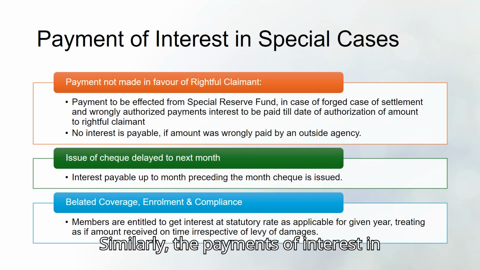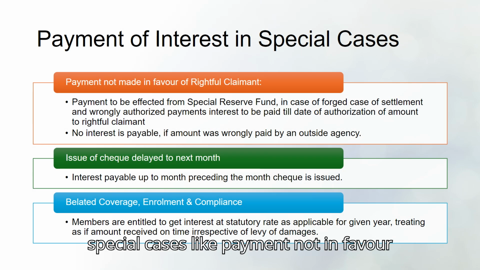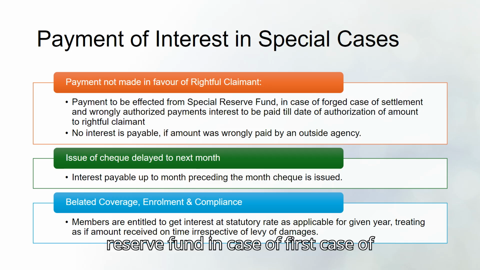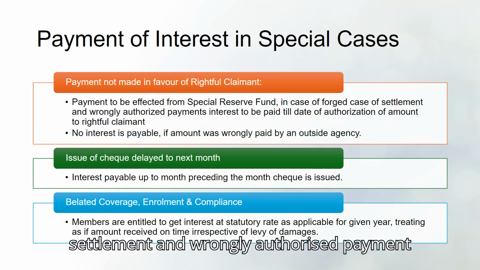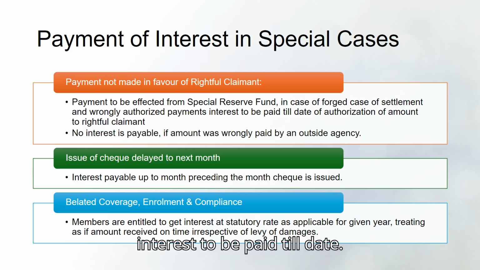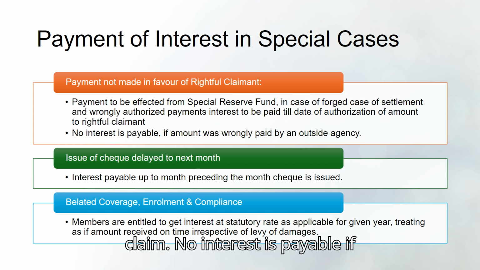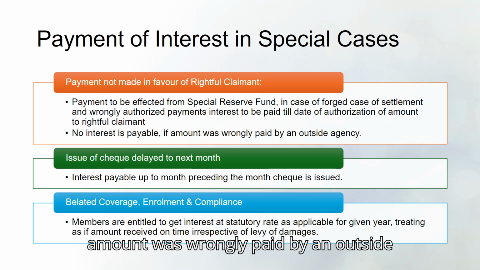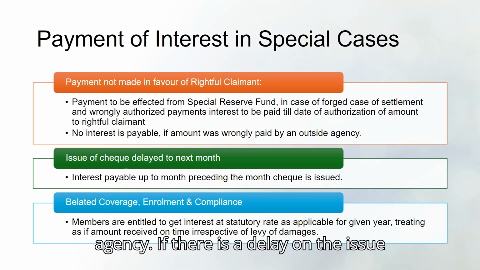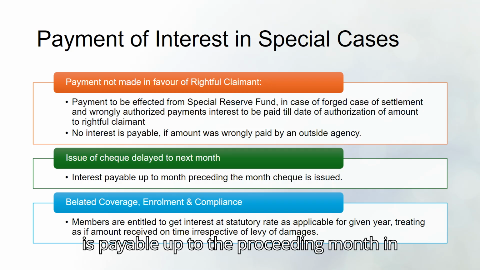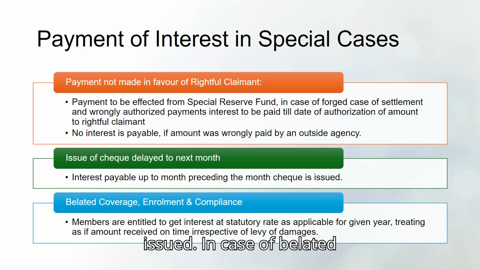Similarly, payments of interest in special cases, like payment not in favor of the authorized person, are to be effected from the special reserve fund in case of the first case of settlement, and for wrongly authorized payment, interest is to be paid till the date of authorization of the amount to the rightful claimant. No interest is payable if the amount was wrongly paid by an outside agency. If there is a delay in the issue of a check to the next month, interest is payable up to the preceding month in which the check is issued.